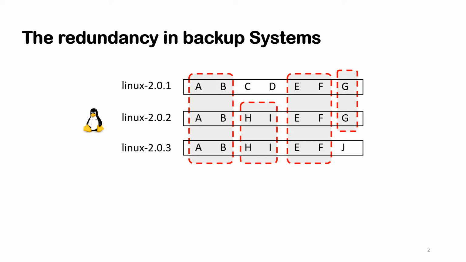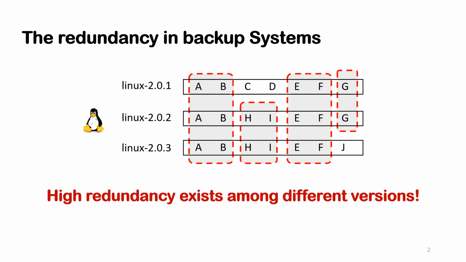Take the software of Linux as an example. The software developers update the first version to release the second one, and then the third. When we back up these versions, few data are different while most data remain the same. Hence, high redundancy exists among different versions.